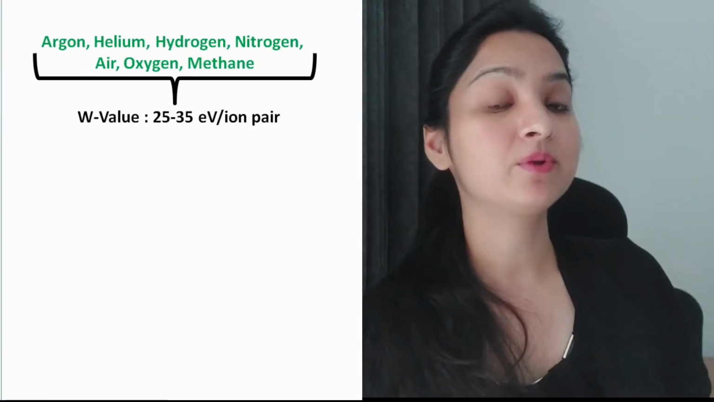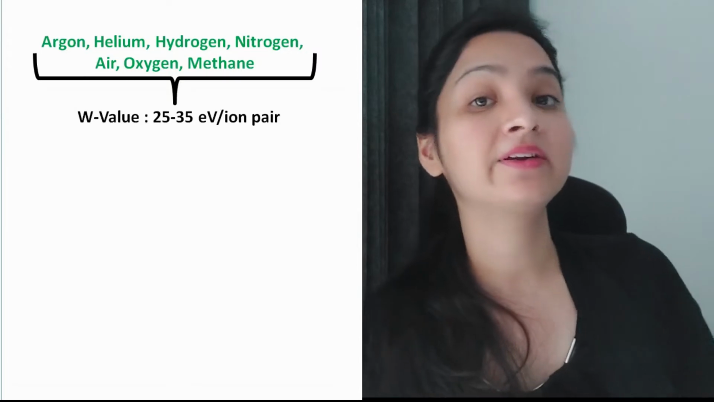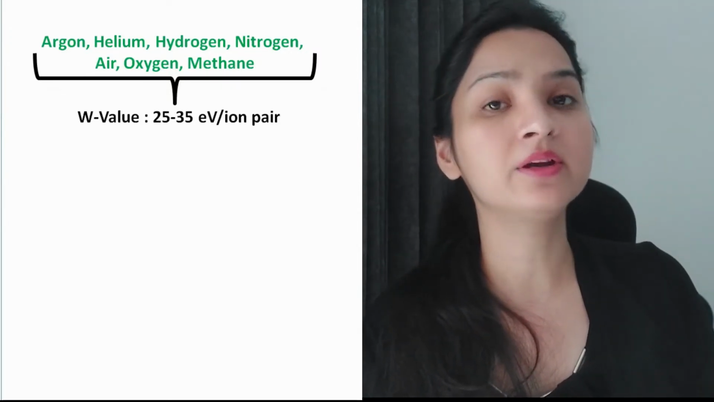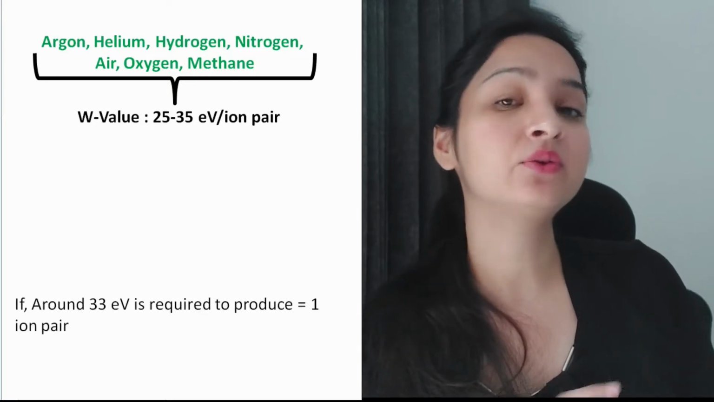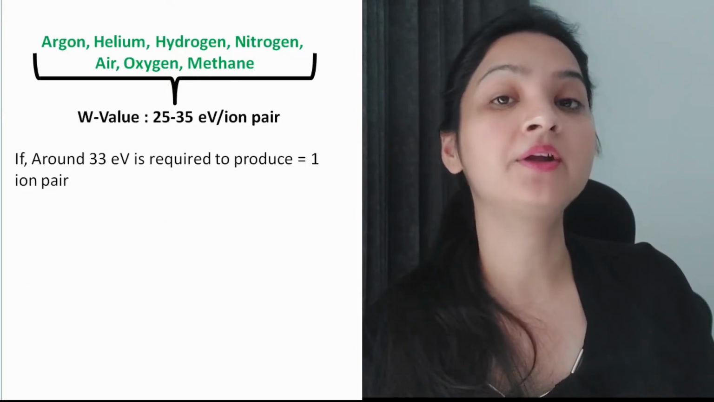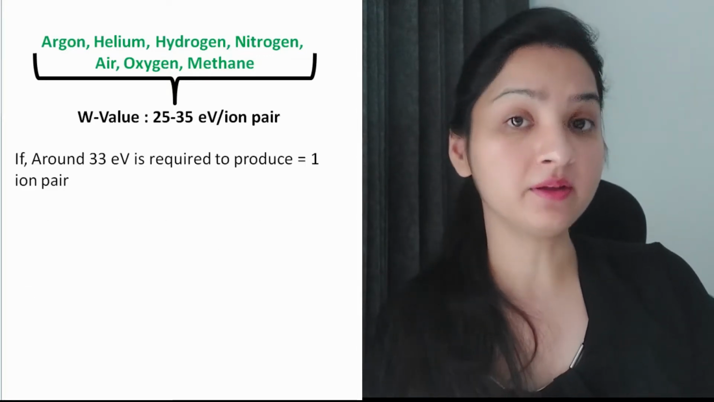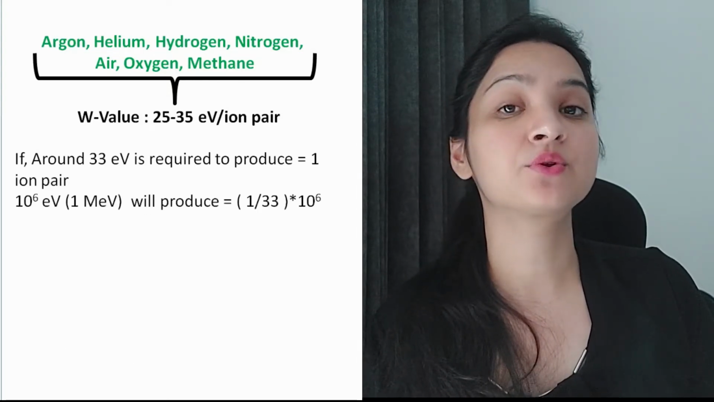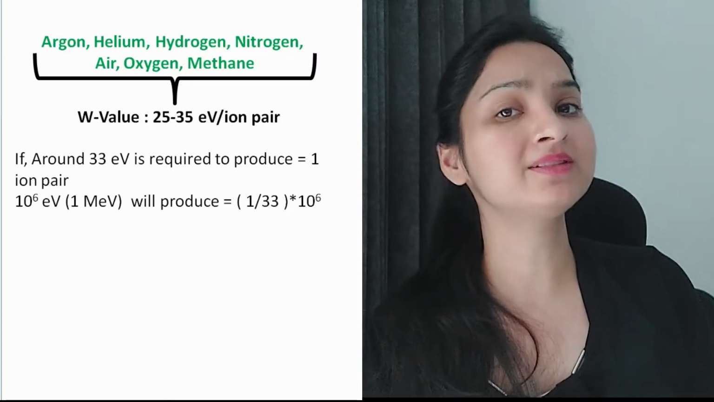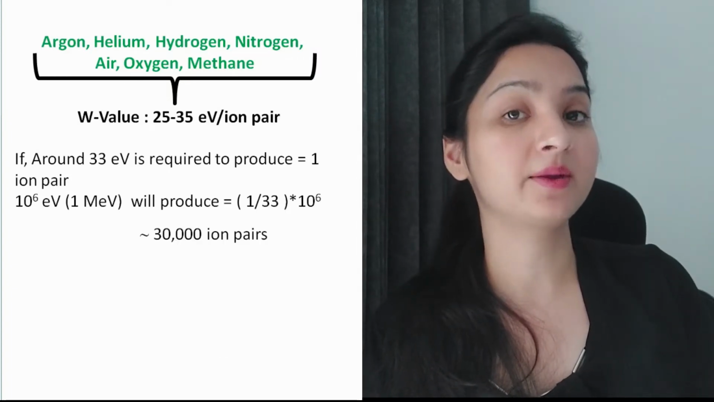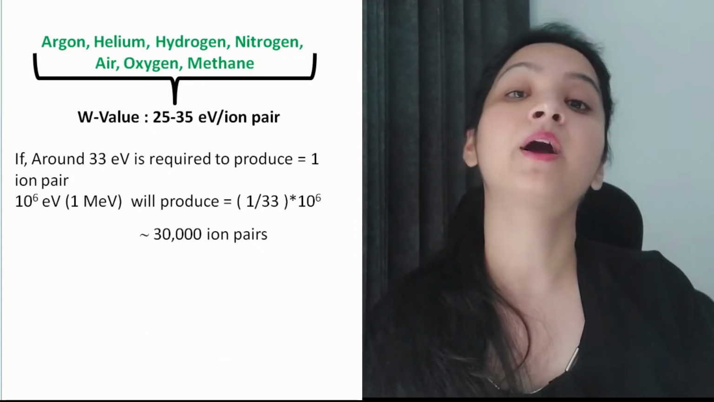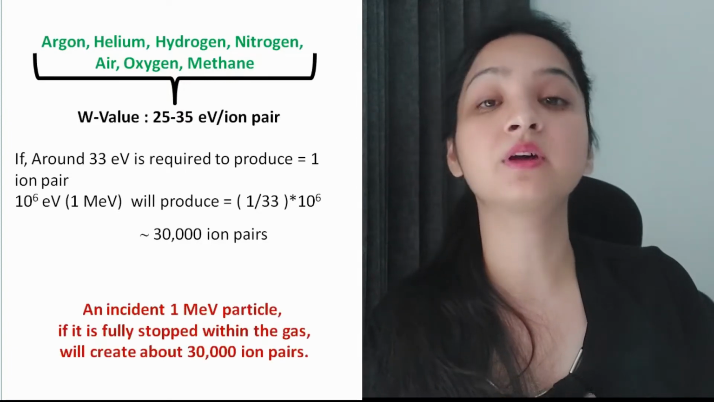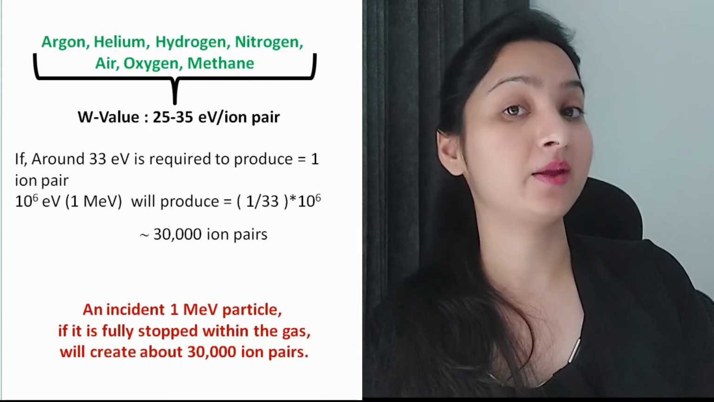So if this W value is constant for a particular gas and the type of radiation involved, what can you calculate? Say for example, if 33 electron volt is required to create one ion pair, so 1 MeV, which is equal to 10 raised to power 6 electron volts, will produce how many ion pairs? Roughly around 30,000 ion pairs. So if the incident particle is having 1 MeV of energy, it will produce around 30,000 ion pairs.